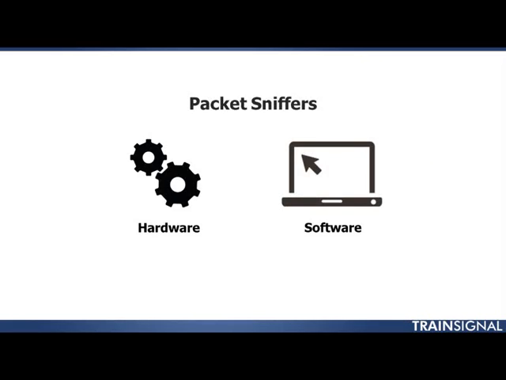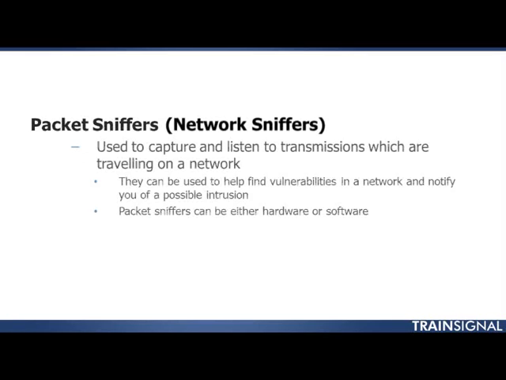So the first type of network monitoring that I want to talk to you about is something called a packet sniffer. A packet sniffer, first of all, rather than try to physically show you something, can be either hardware or software. Or quite frankly, it's really software, because even if it's hardware, it's just hardware that has software built into it. What is the idea behind a packet sniffer? A sniffer is used to capture and listen to transmissions which are traveling on the network.